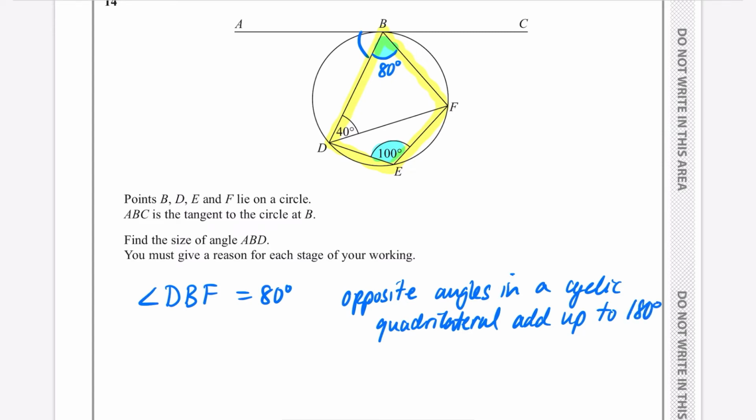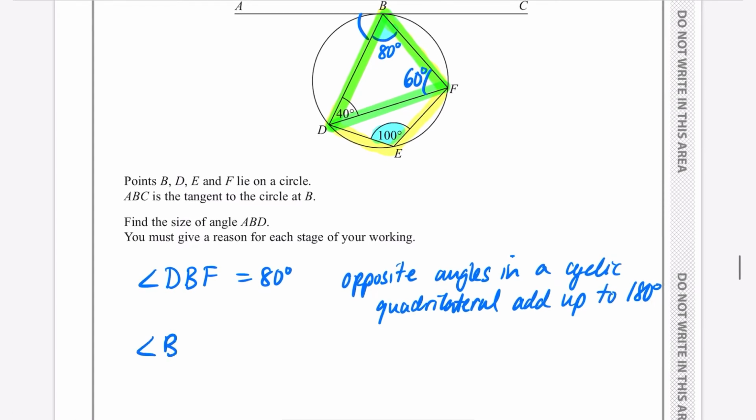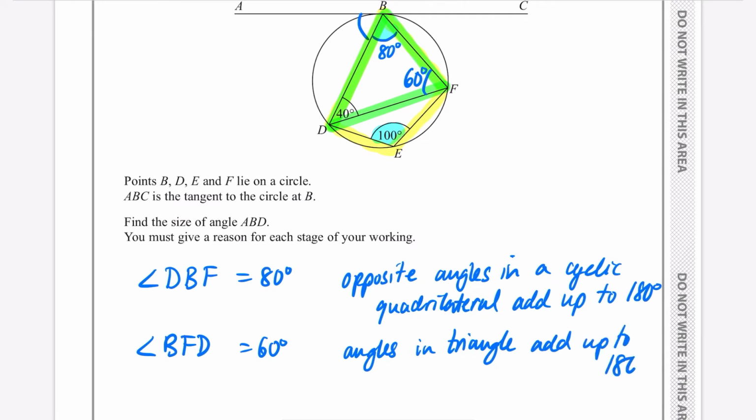Now I can see a different shape going on. I can see this triangle that I've got here, and we know how to find the other angle in a triangle. One is 80, one is 40, so they add up to 120. That means this one over here must be 60 degrees. So that means that angle BFD is equal to 60 degrees. And this is because angles in a triangle, that's enough to say angles in a triangle, but we're going to do the whole thing. Angles in a triangle add up to 180 degrees.